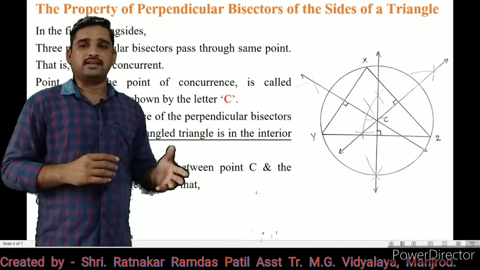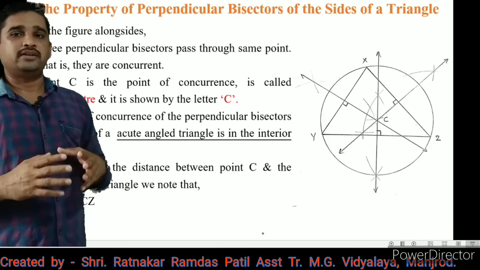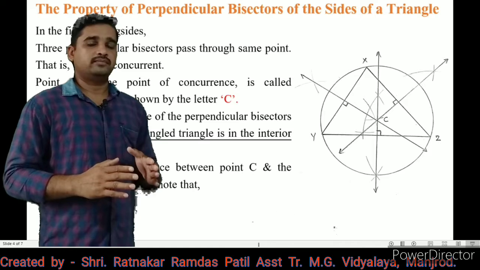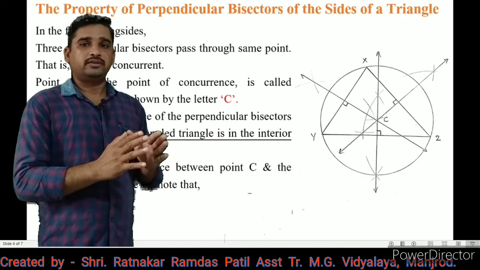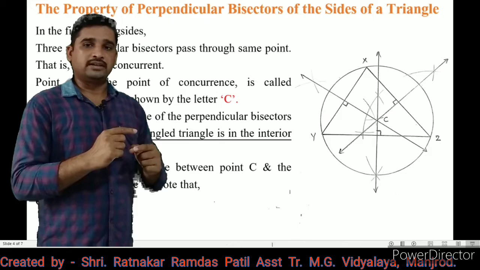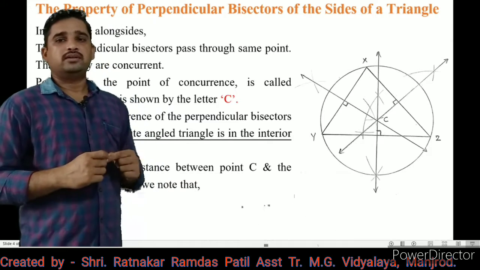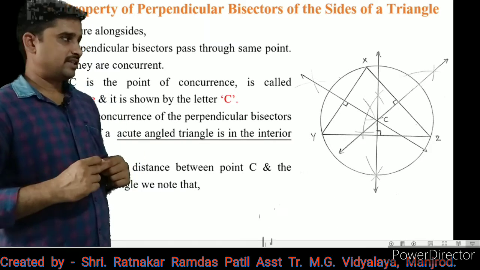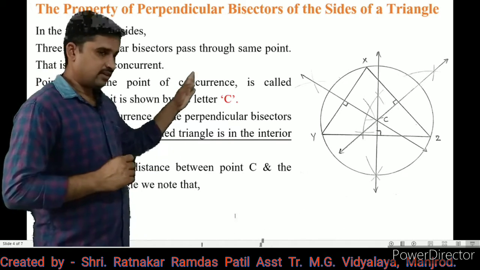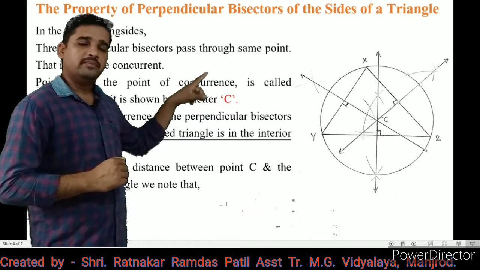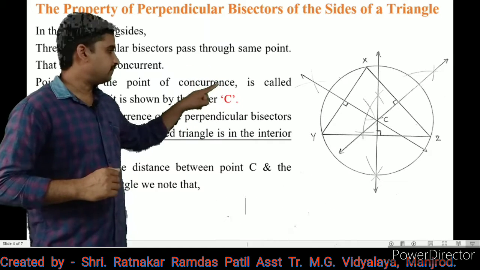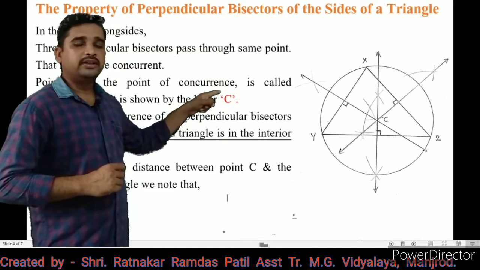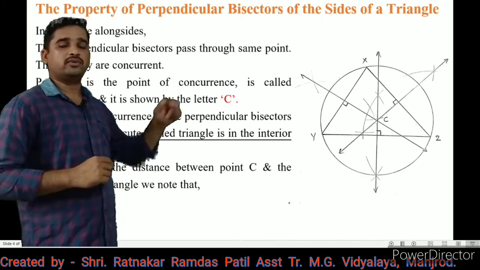When two or more lines intersect in a single point, then those lines are called concurrent lines, and that single point where the lines intersect is called the concurrent point or point of concurrence. Here in this figure, all three perpendicular bisectors intersect in a single point, that is, they are concurrent, and this point is called the point of concurrence.